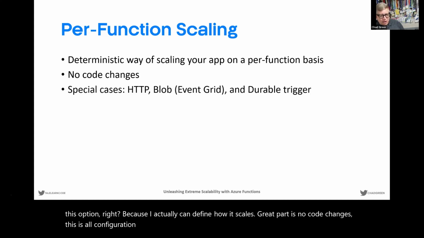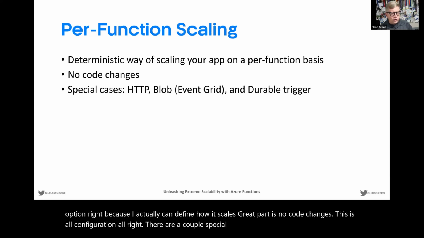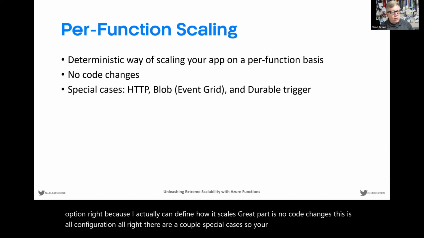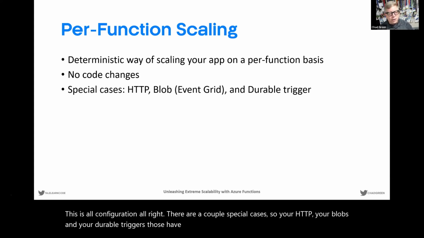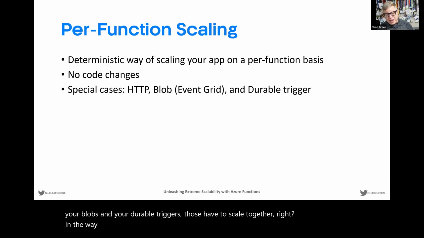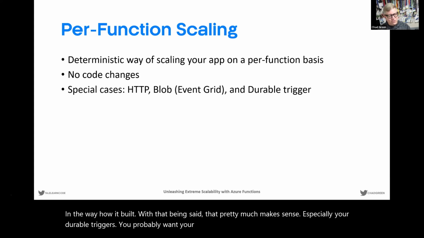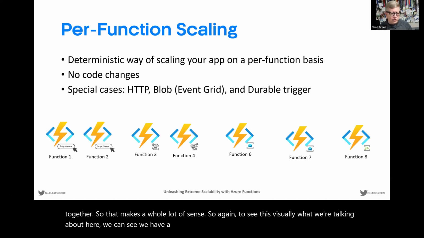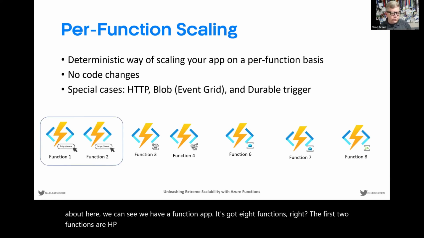There are a couple of special cases. Your HTTP, your blobs, and your durable triggers have to scale together, because of the way it's built. That pretty much makes sense, especially for your durable triggers. You probably want your orchestrator and your activities scaling up together. So to see this visually, here we have a function app. It's got 8 functions, right? The first 2 functions are HTTP triggers, so those will scale together.